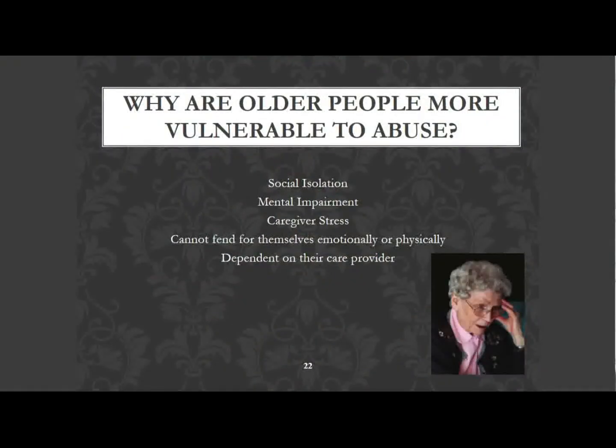All right. Why are elderly people more vulnerable to abuse? Some of the reasons: social isolation. They live alone, so it's easy for somebody to target them. Mental impairment. They suffer with mental illness, Alzheimer's, and so on, so they are an easy target again. Caregiver stress. You have your own personal issues, and you come, and for whatever reason, you take it out on the person. They cannot fend for themselves emotionally or physically. They depend on their care provider. So these are all ways that they are vulnerable to the abuse.